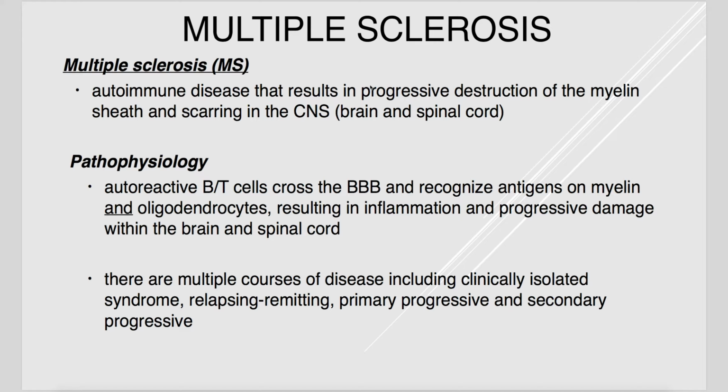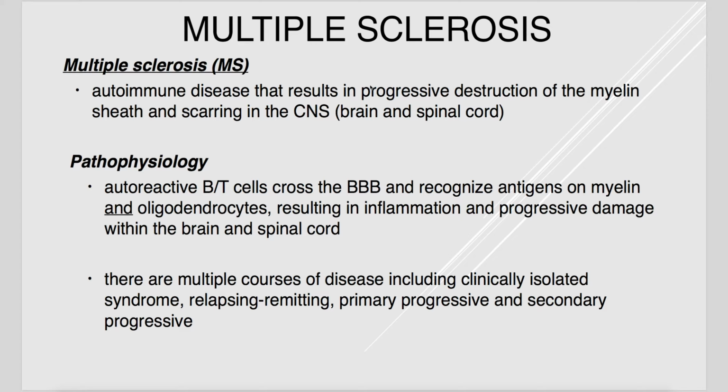Now, I mentioned in class that there are different courses of MS. Clinically isolated syndrome, this is where you have an initial demyelinating event, but it's not significant enough to be considered multiple sclerosis. And this often comes before the relapsing remitting types, where you have periods of flares and remission, so periods where things get worse and things get better.